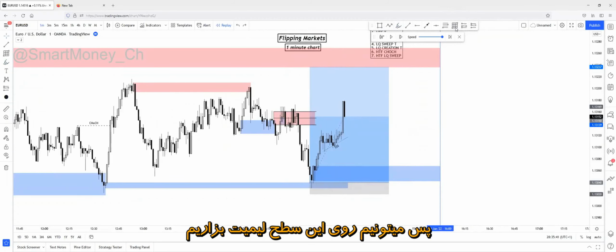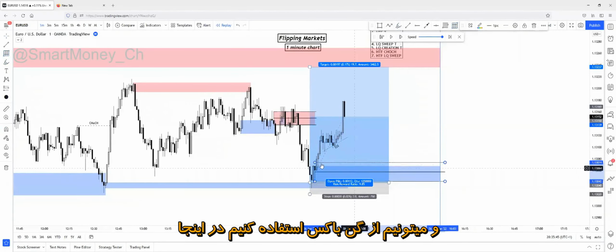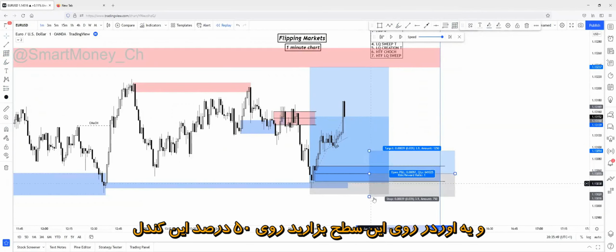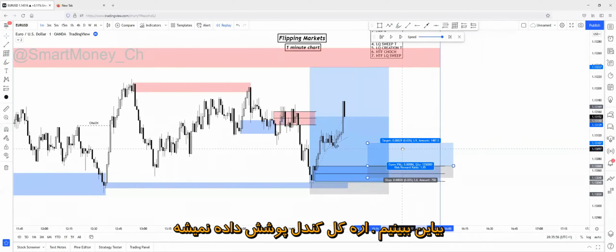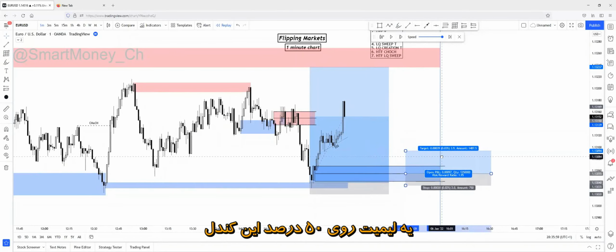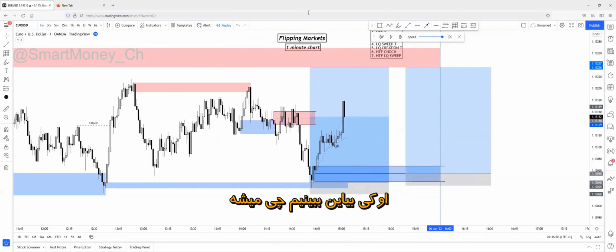So we can set an order limit on this zone. And we can use our gam box here. We can set an order limit on the 50% of this candle. And let's see. Yeah, the full body doesn't cover. So we are just setting an order limit on the 50% of this candle and targeting the same supply zone up here. Okay, let's see what happens.